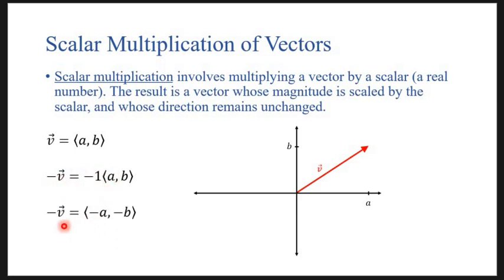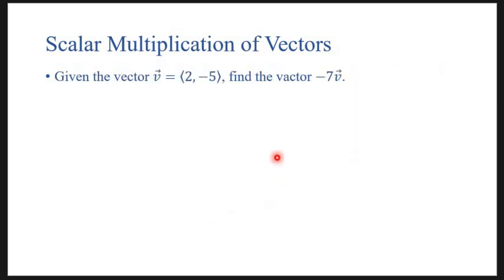Well, that means that I'm multiplying each individual component by -1, which just changes a to -a and b to -b. So the vector -v is in the opposite direction of the vector v, but it has the same magnitude. Let's take a look at an example here. Given the vector v equals 2, -5, so those are the components of the vector, find the vector -7v.